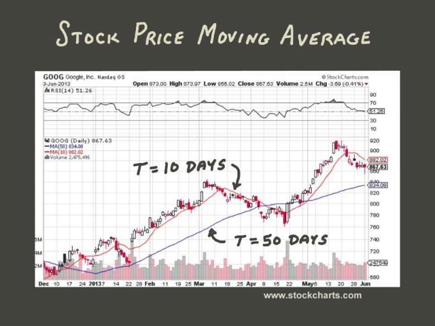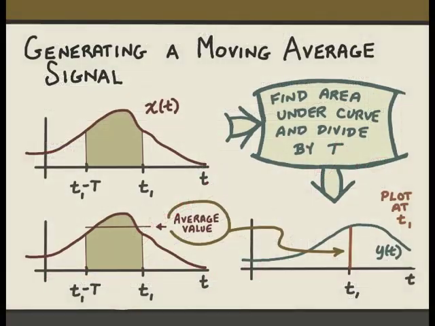The question I now want to address is, given a signal, how do we generate its moving average signal? So here is how that signal is generated. We're given an initial signal x of t, and we want to generate the moving average signal, which we'll call y of t. And I want to find the moving average signal at a particular time. Let's call it t1. So the moving average value at time t1 is found by finding the average of the signal x of t over the last capital T seconds.